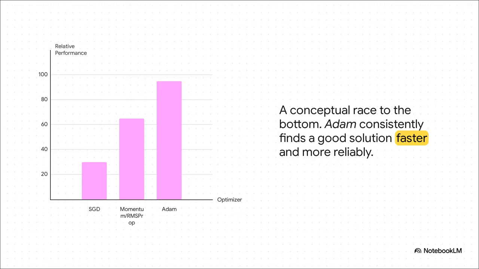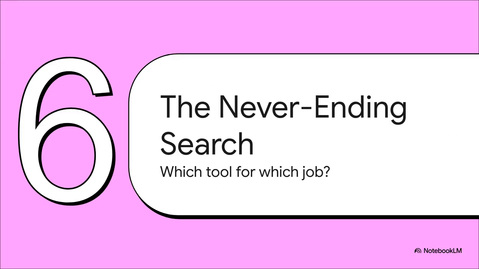So what does all of this actually mean in practice? Well, it means a much faster and more reliable trip to the bottom of that valley. If you imagine a race between these different hikers, our basic one, using what's called stochastic gradient descent, or SGD, just plods along slowly. Adding momentum or RMS Prop gives it a huge boost. But Adam consistently wins the race, finding a great solution way faster and with a lot less fuss.